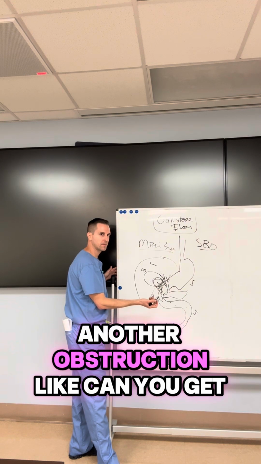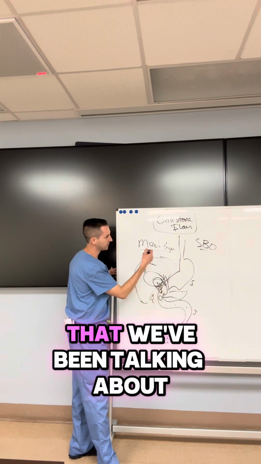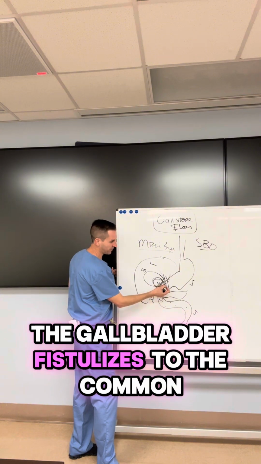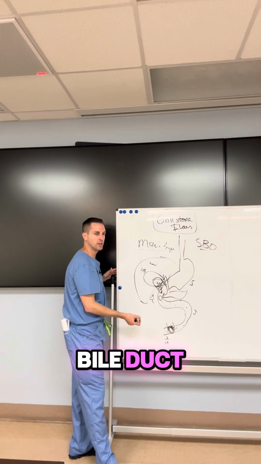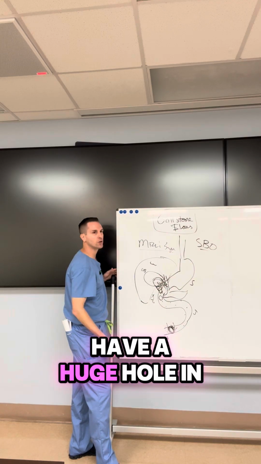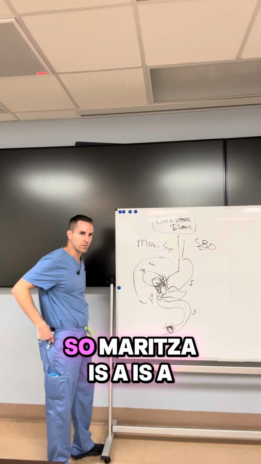Another obstruction. Can you get a bowel leak? What has been the topic we've been talking about? Another fistula. So the gallbladder fistulizes to the common bile duct. So now we have a huge hole in the duodenum here, and over here now we have a huge hole in the common bile duct. This is just catastrophic stuff. So Mirizzi is a big deal.